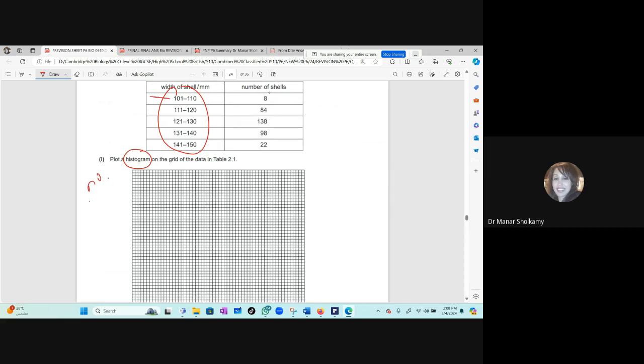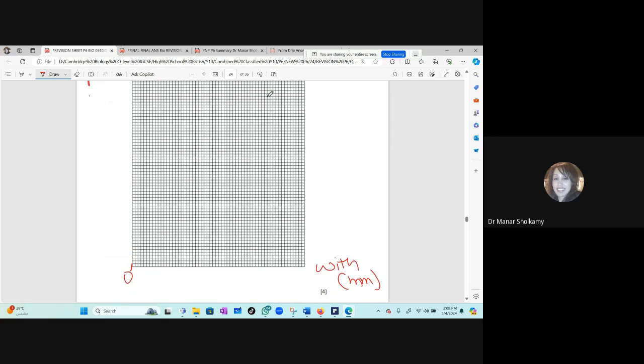Now my histogram here starts from 101 until 110, and then 111, and then 120. So obviously, what is the value difference between the range? Don't tell me 11. It's 100 to 110, 111 minus 1, 100 to 120, it's 10. Good. Now the range doesn't start from 0, so I'm going to make a dash here and I'm going to start from 100.